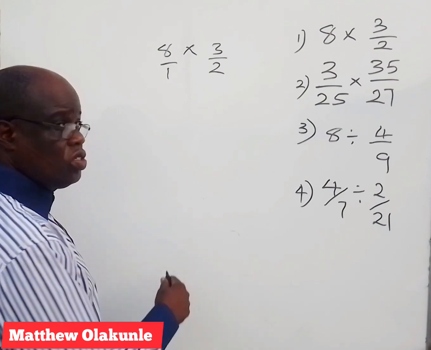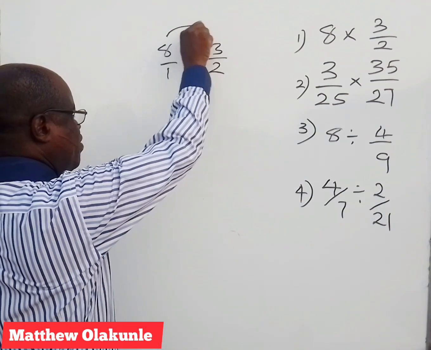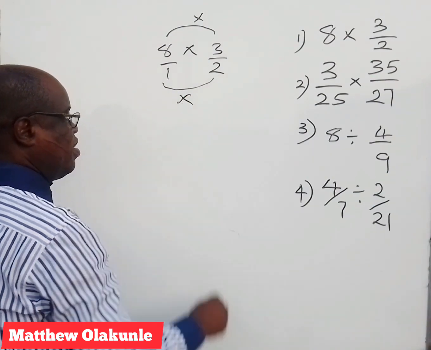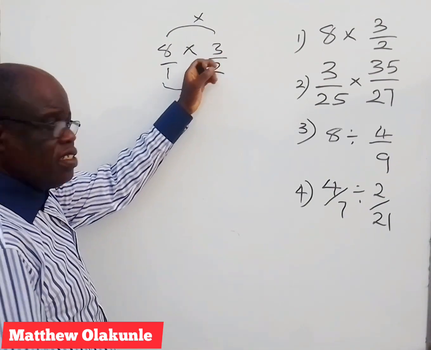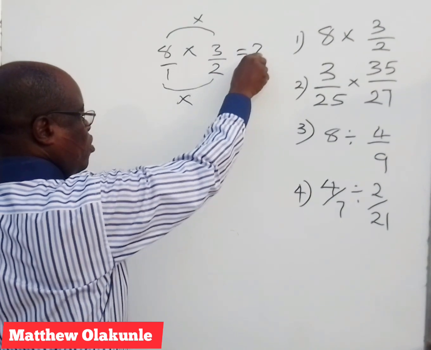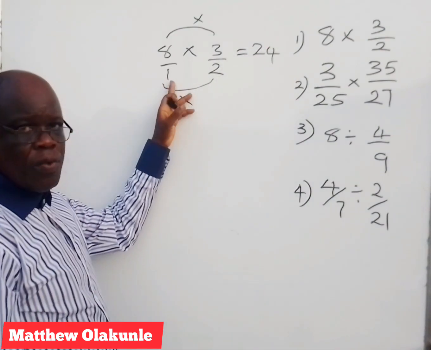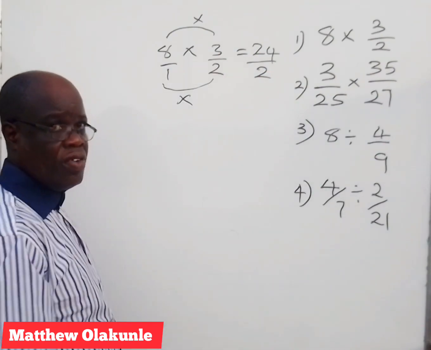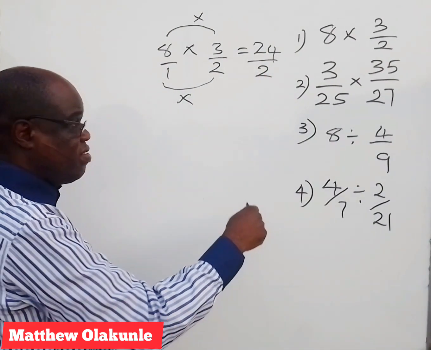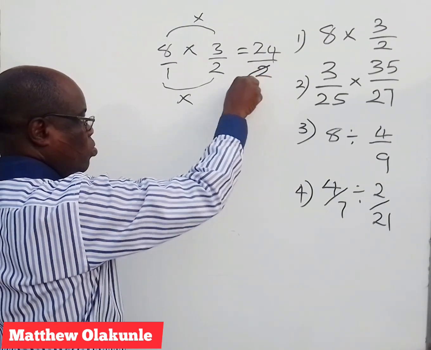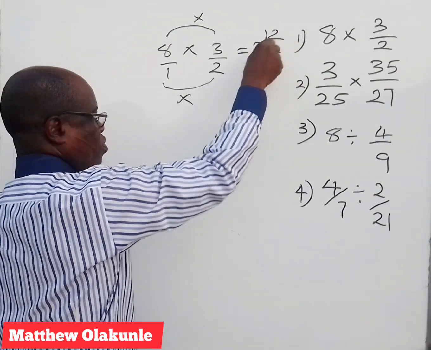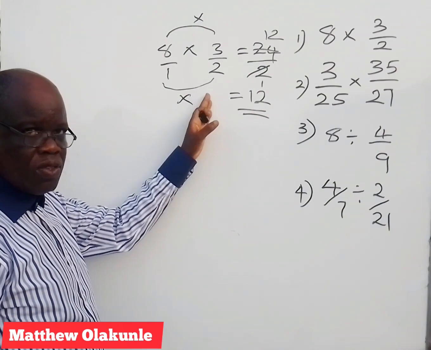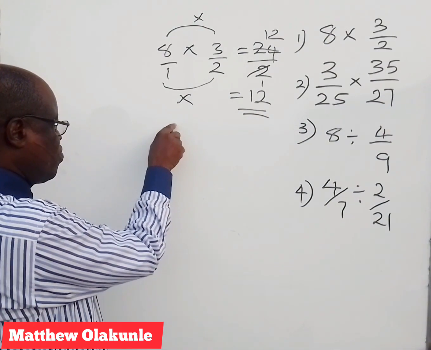The first method we can use is to multiply this by this and multiply this by this. If you multiply 8 by 3, that is 24. You multiply 1 by 2, that is 2. Then you can simplify it. 24 divided by 2 is 12. So the answer here is 12. That's the first method.